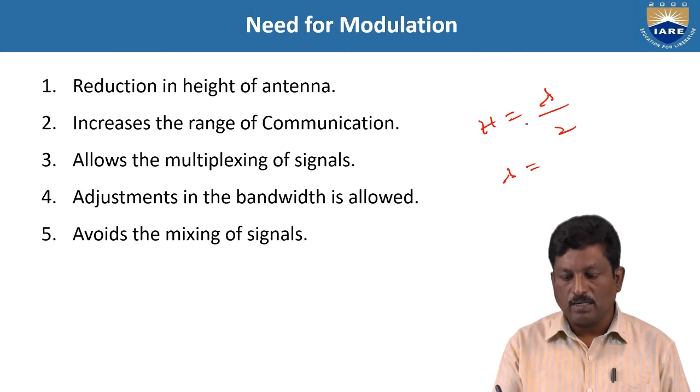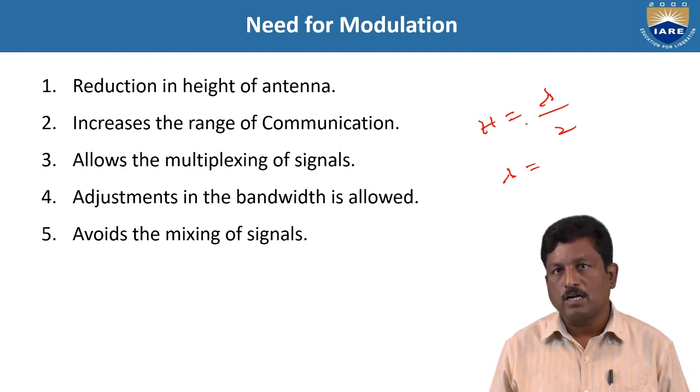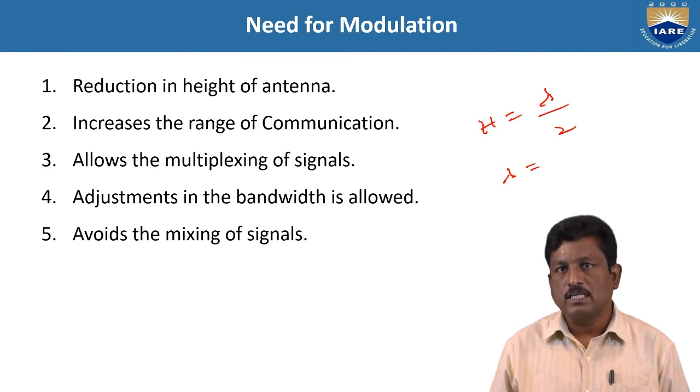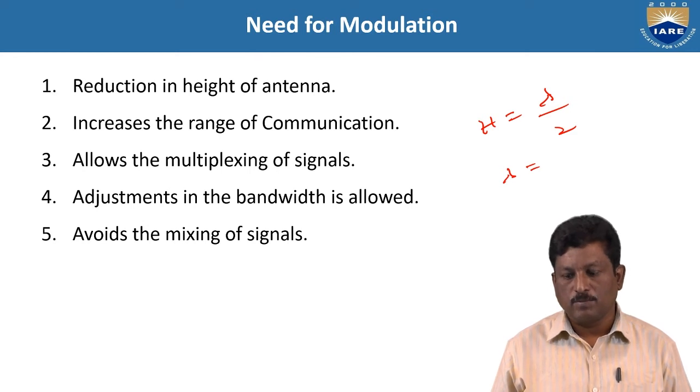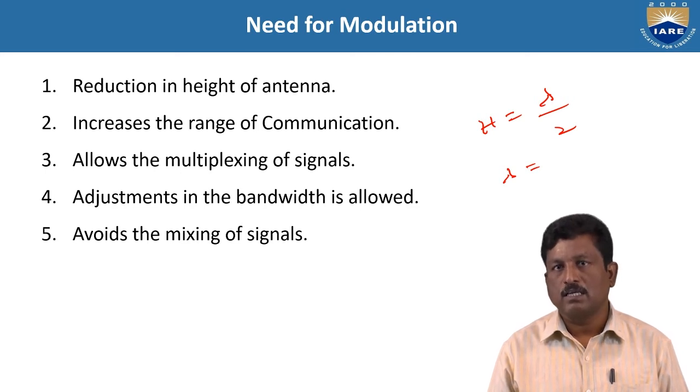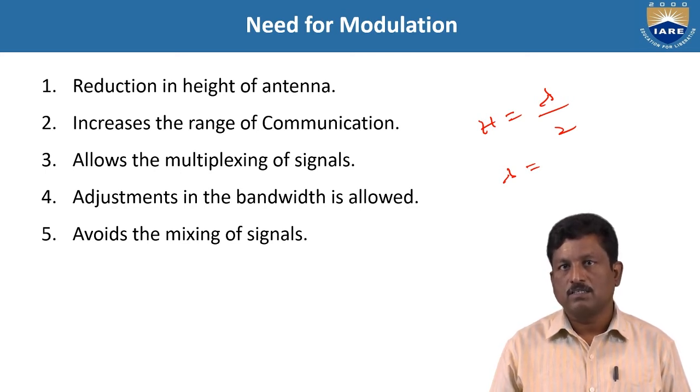So with the carrier signal and modulating signal combined, you can have the high frequency. So the frequency increases, and proportionally there is a reduction in the height of the antenna, because here the height h equals lambda by 2 only. So based on that lambda value, you can design the antenna which is required for the transmission of the signal or receiving the modulated signal. So that is the main advantage of the modulation.